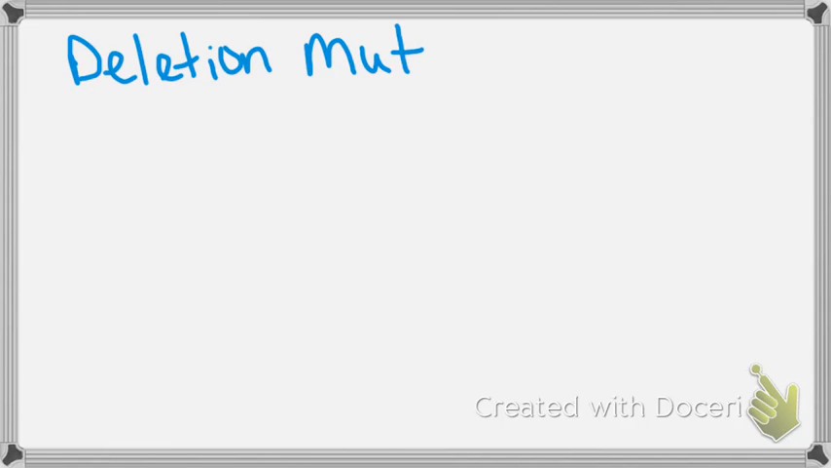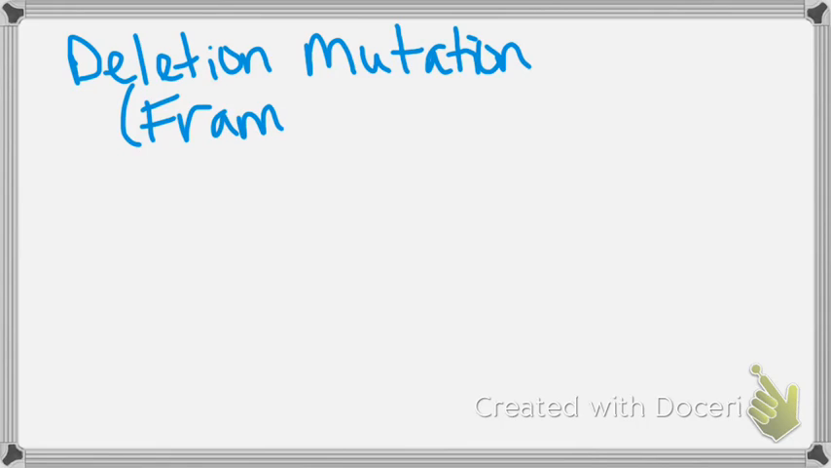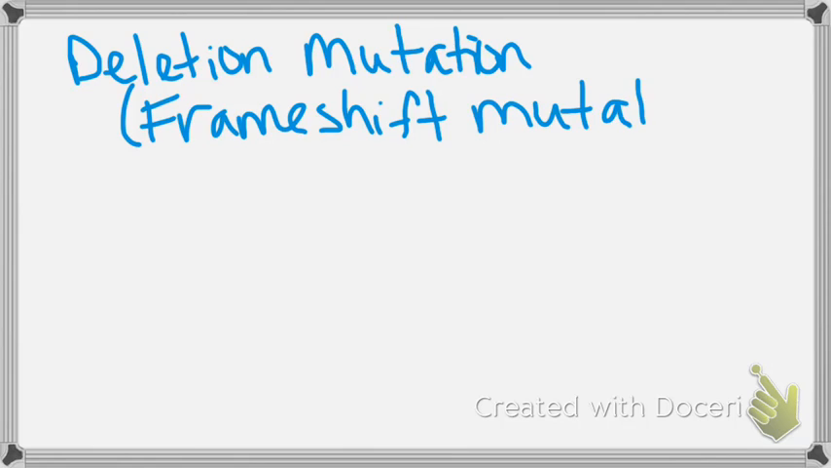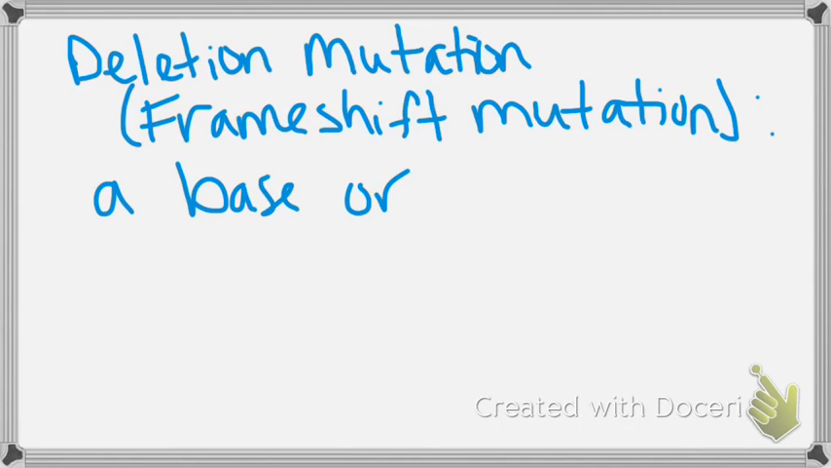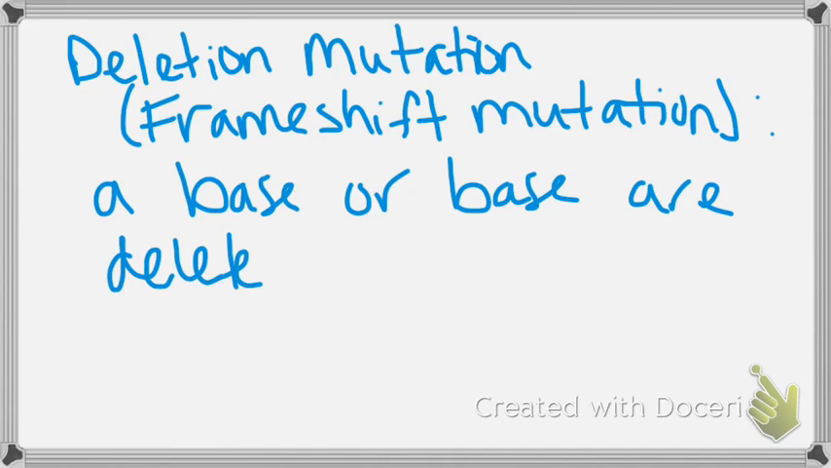So the next type of gene mutation is called a deletion mutation. A deletion mutation is a type of frame shift mutation, which will make sense in just a second. In a deletion mutation, a base or bases are deleted from the DNA sequence.